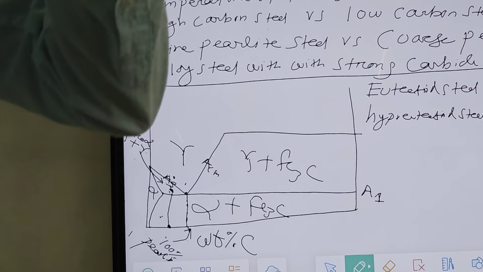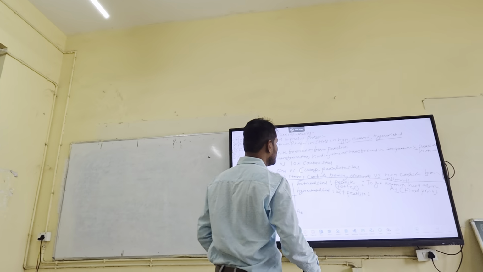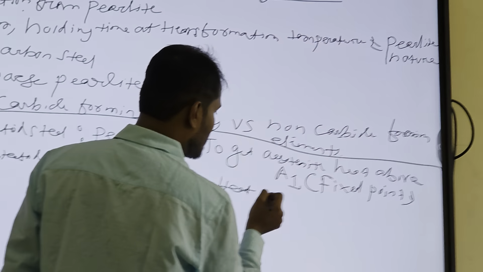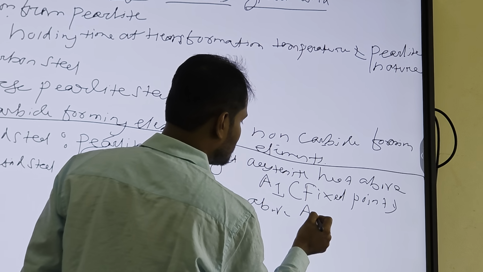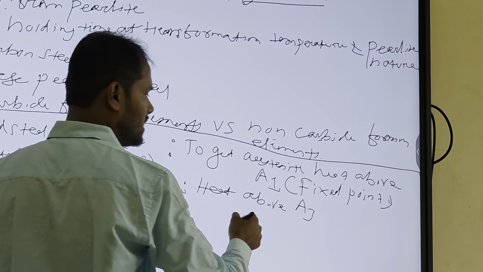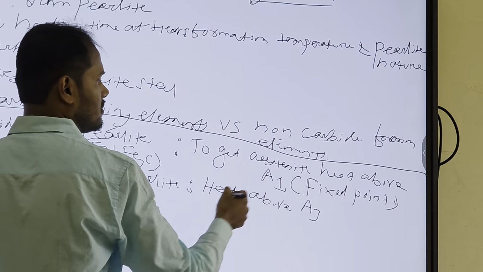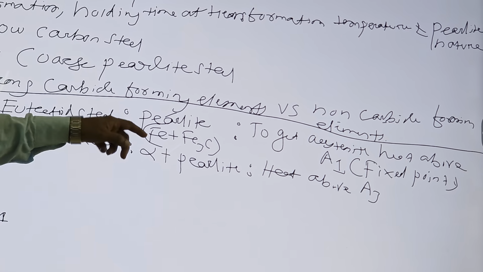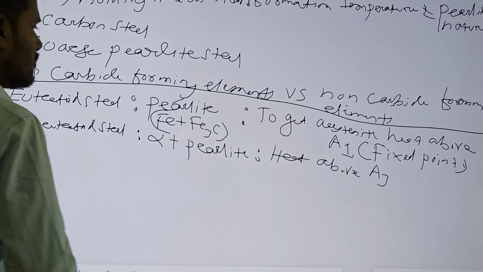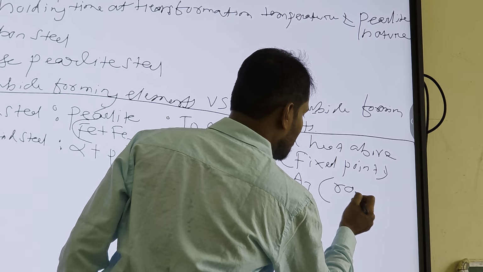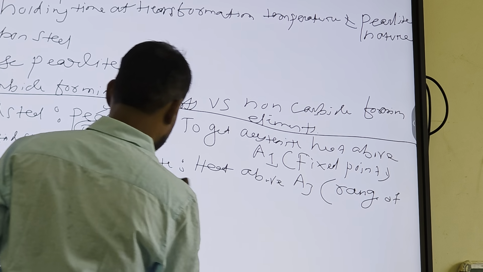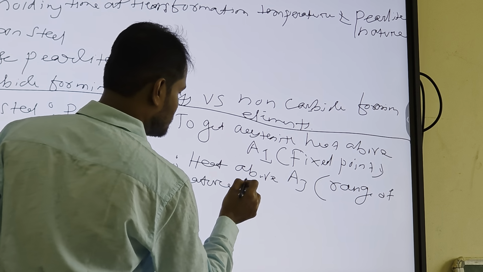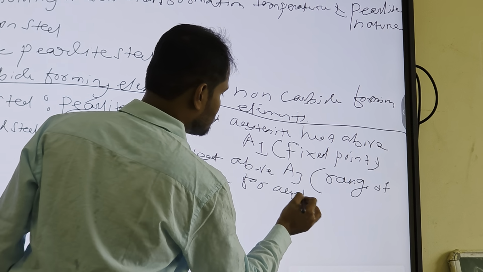So my point is it is a range of temperature. You can write: to get austenite, heat above A3. To get complete austenite, you have to heat above A3. So I can say a range of temperature is available for austenite formation.